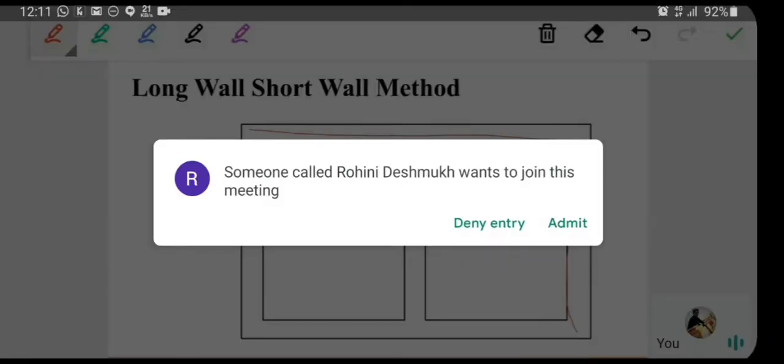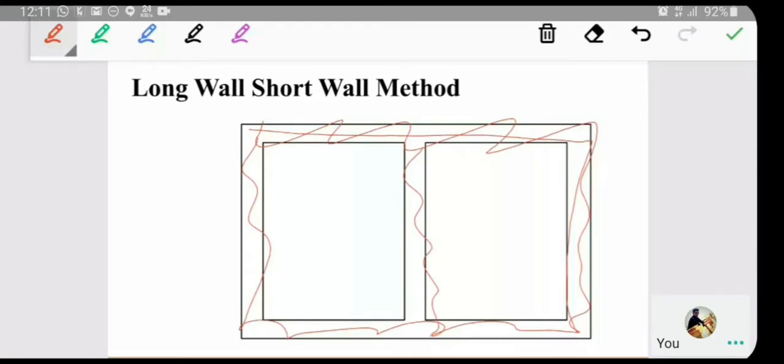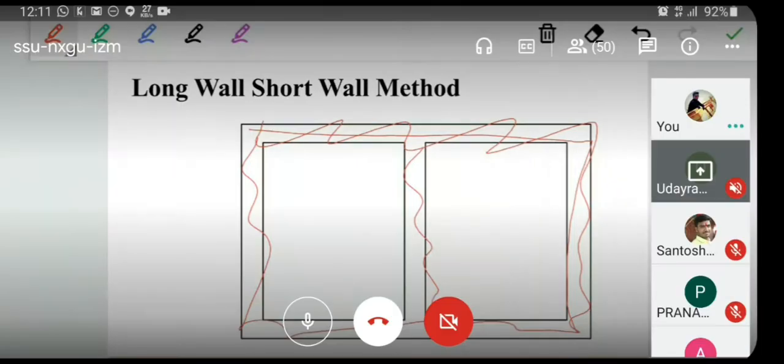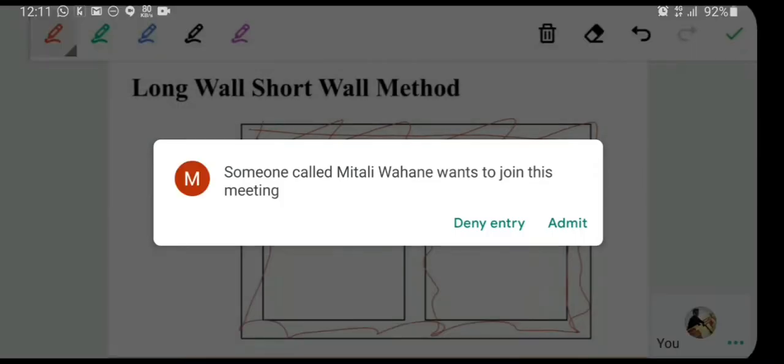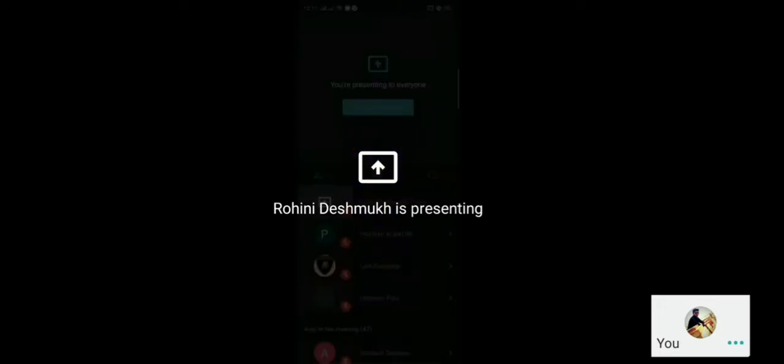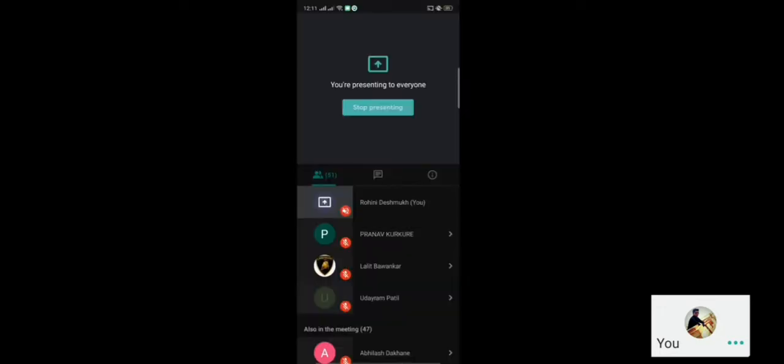So what you are going to do, you are going to calculate the area under the brick and multiply it with the height of that particular building. So area multiplied by height, that will give us the total quantity of the brickwork.